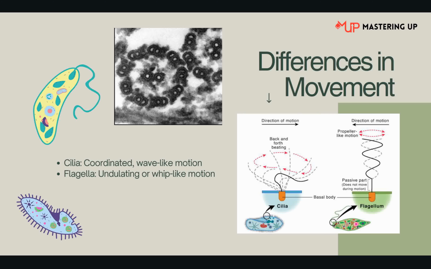You can see the example Paramecium, which is covered by cilia. The back and forth beating of the cilia is illustrated, while for the flagellum in Euglena, you can see the propeller-like motion, where the direction is different from that of the cilia. Although the structures are similar, you can see the differences in movement.